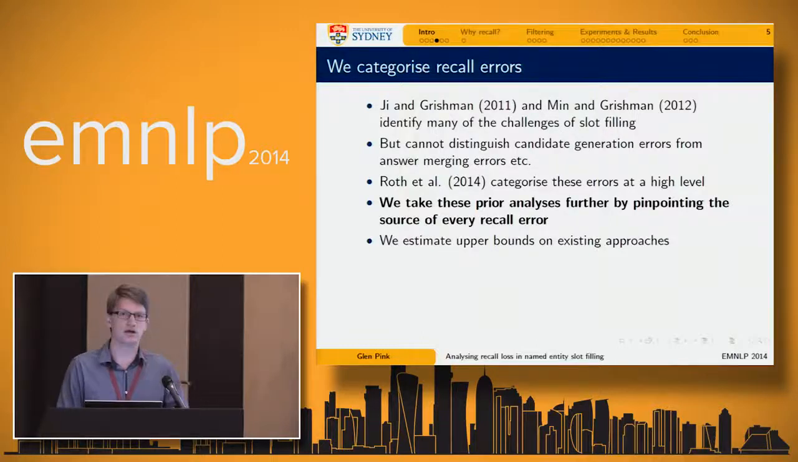So prior work has characterized these errors at a high level. We take this further by pinpointing the source of every recall error that systems can make. And what I mean by recall error are candidates that are either lost in the slot filling process or that are never generated at all, and I'll talk about that more in a moment. This allows us to estimate upper bounds on recall for systems participating in the slot filling task.